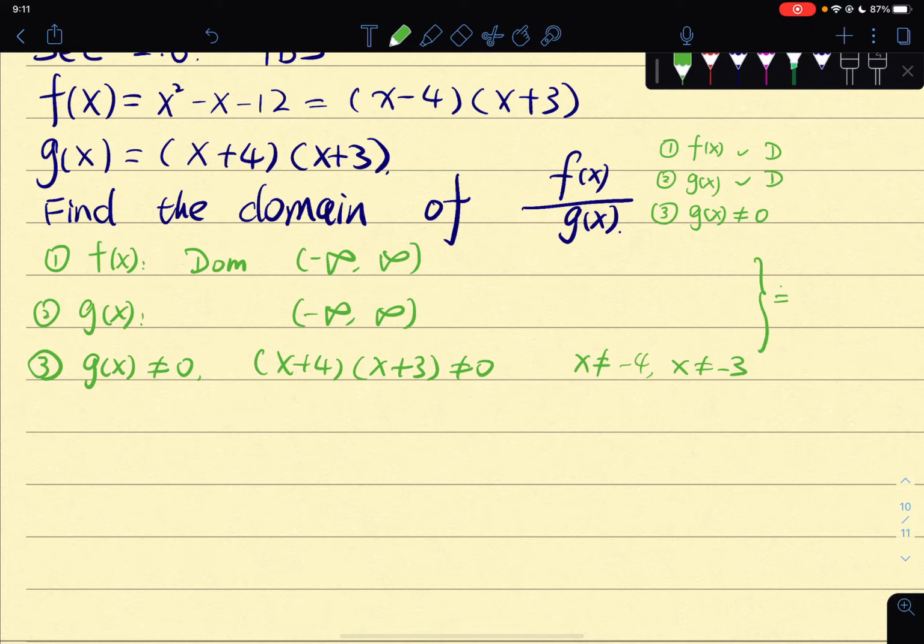So if you combine all things together, your final answer is just to say, x can be any number, but it cannot be -4 and -3. Therefore, the domain of your function is what I've written here.